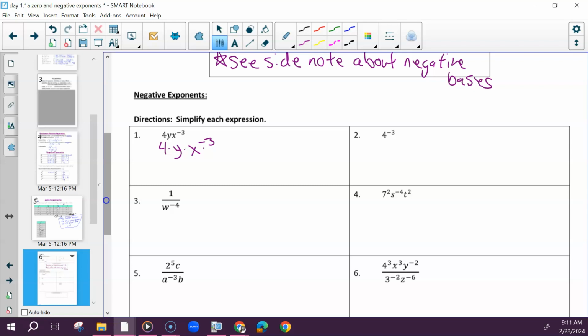And then when you see that separated, you're looking for what can be simplified or what can be changed using my exponent rules. So the 4 and the y, nothing would change with those. But the x to the negative 3, I can use the negative exponent rule. How would we rewrite that? Think about what we were just doing with our negative exponents. 1 over x cubed. Yes. I'm going to rewrite this 4 times y times 1 over x cubed.